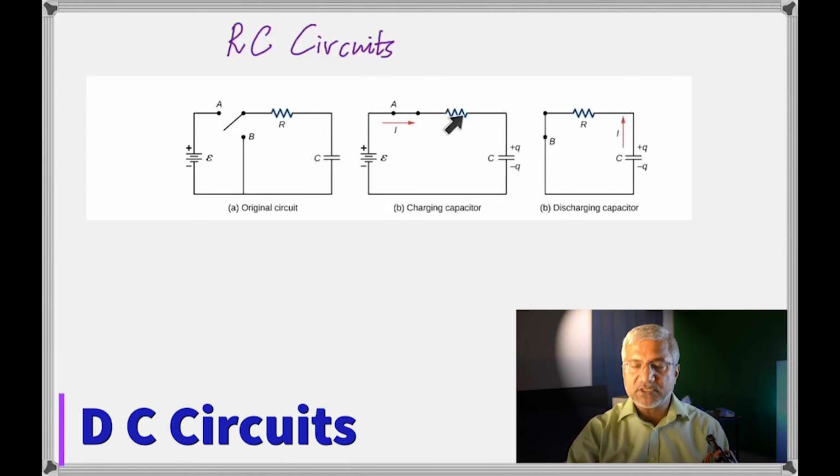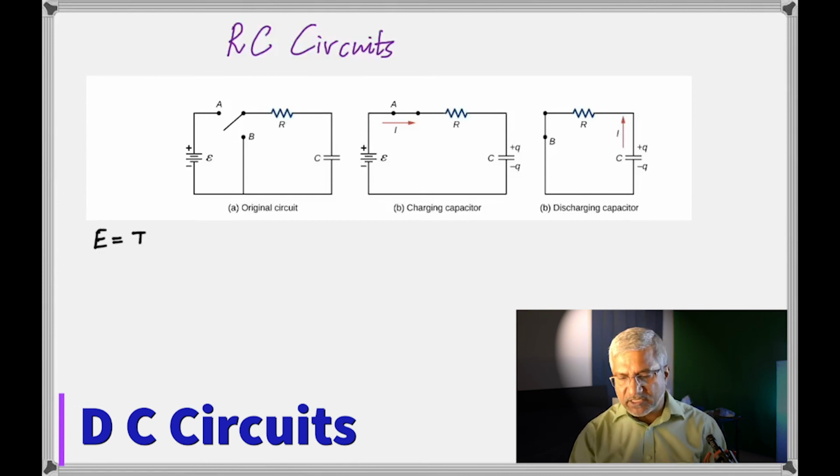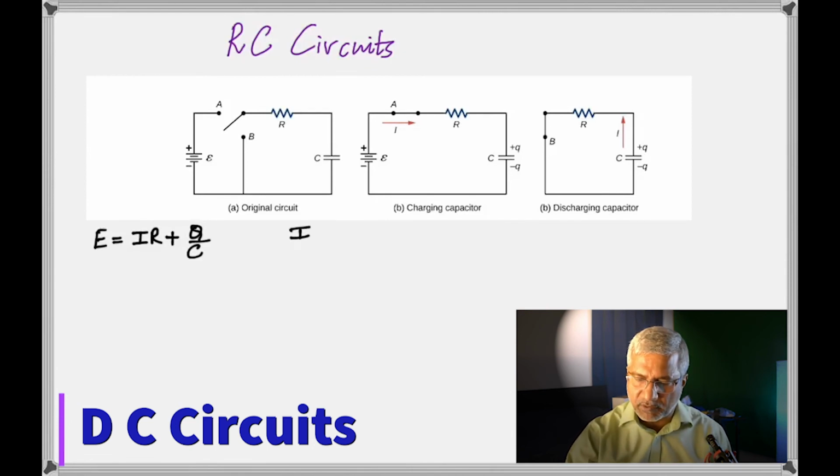So what's the voltage across the resistance? It's I times R. What is the voltage across the capacitance? It's Q by C. If you add those two, you must get E. Isn't that Kirchhoff's loop rule? Yes, it is. So I'm going to write that. E is equal to I times R plus Q by C. Oh, I'm using caps Q, not a big problem. I hope you understood that.